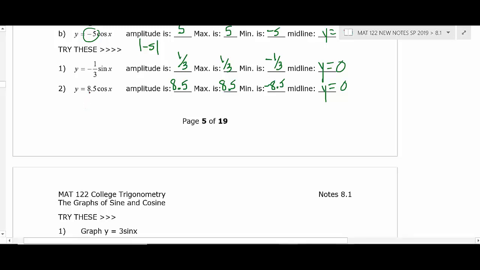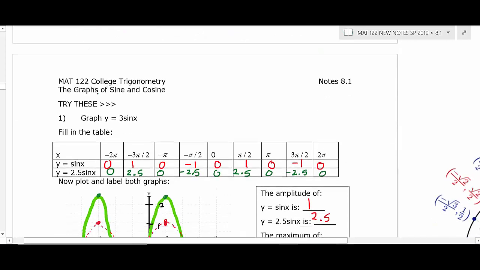Second one, amplitude, of course, is 8.5. Max is 8.5. Minimum's -8.5. Midline's y equals 0. So you don't need to graph those. You need to just know from those graphs that we have that. And don't forget on the amplitude, you're doing the absolute value of that number because amplitude is a positive number. That's very important. Okay, let's check your graphs.